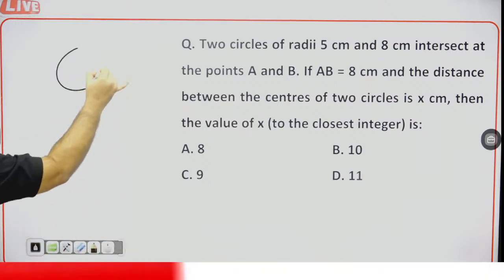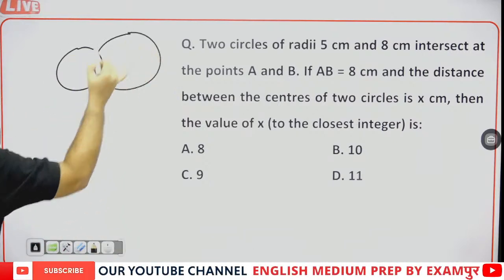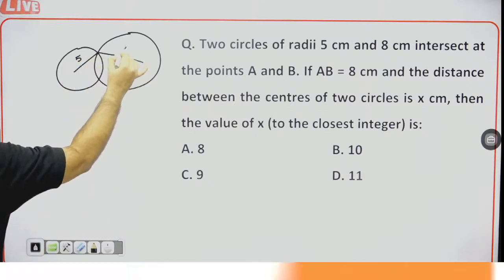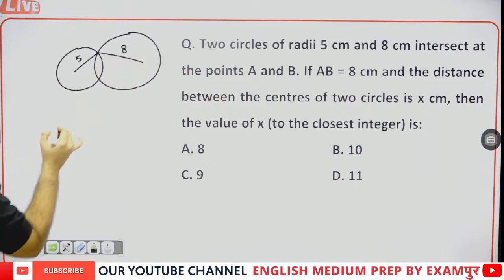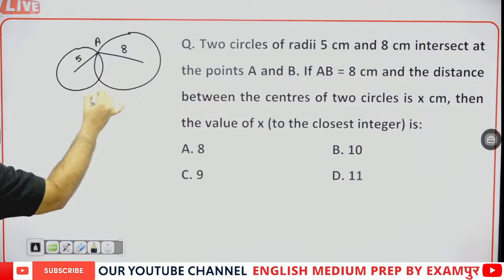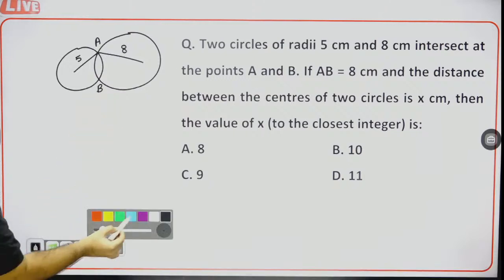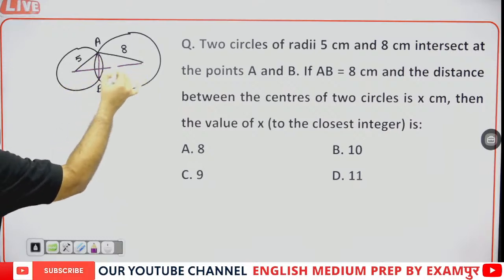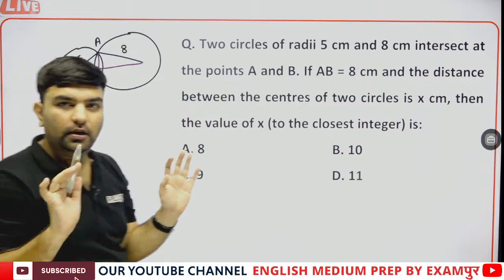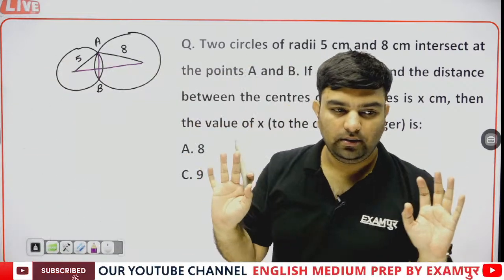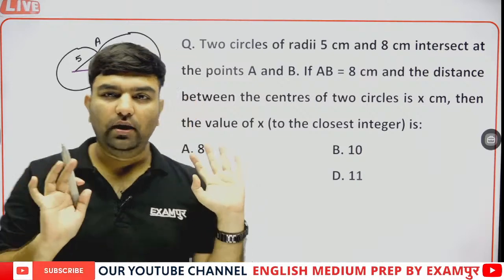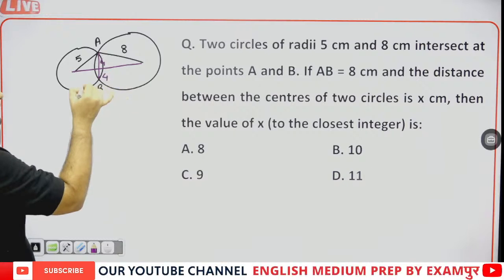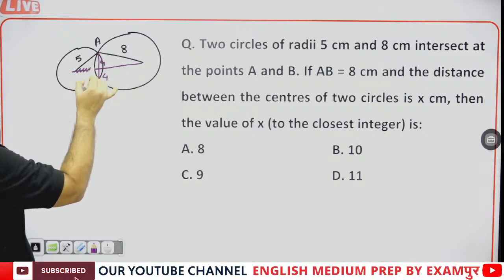Two circles of 8 and 5. This is 5, this is 8. They intersect at points A and B. AB is 8. If you draw the perpendicular, it will bisect the chord, so you can divide it into two equal parts. This point is fine, but these portions are going to be different.